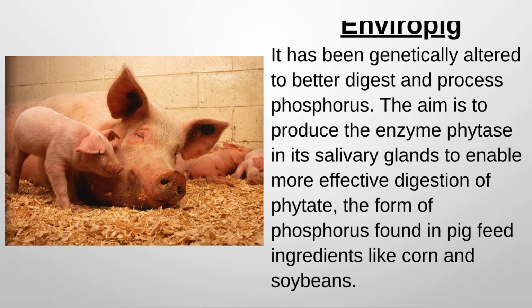But on the other hand, this enviropig is a product of GMO. It has been genetically altered to better digest and process phosphorus. Now, the aim is to produce the enzyme phytase in salivary glands to enable more effective digestion of phytate, the form of phosphorus found in pig feed ingredients like corn and soybeans.